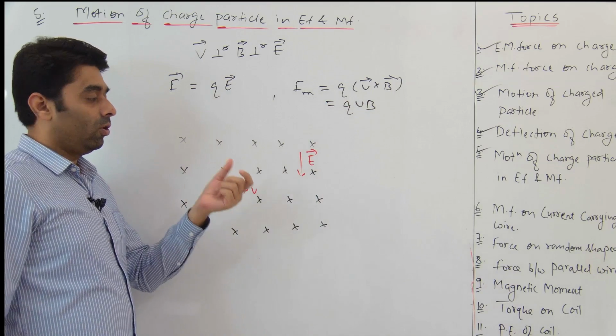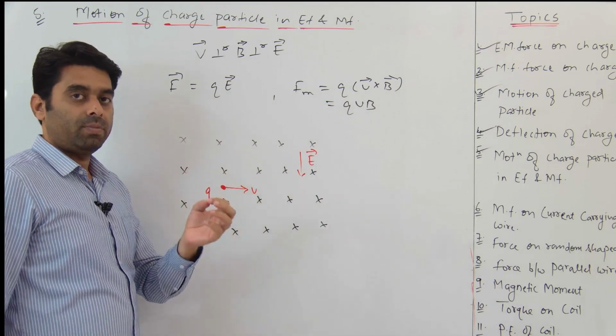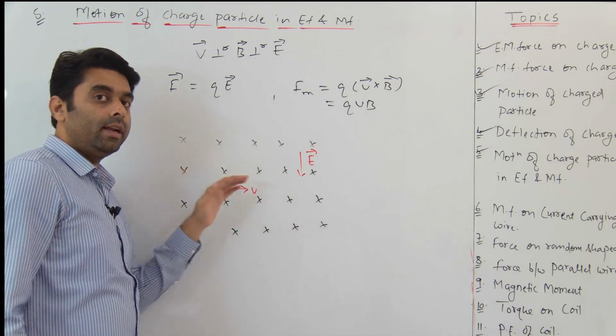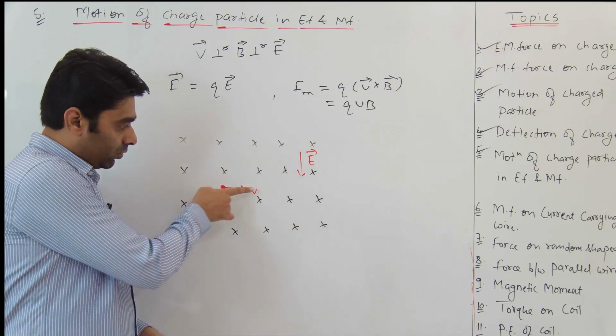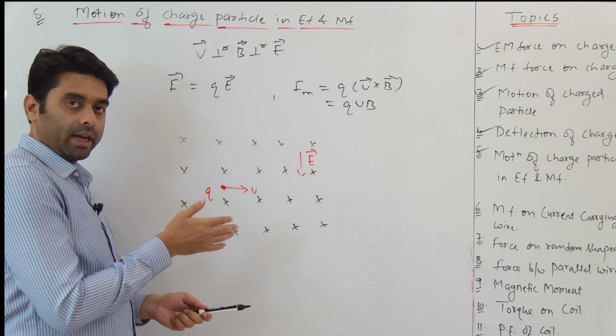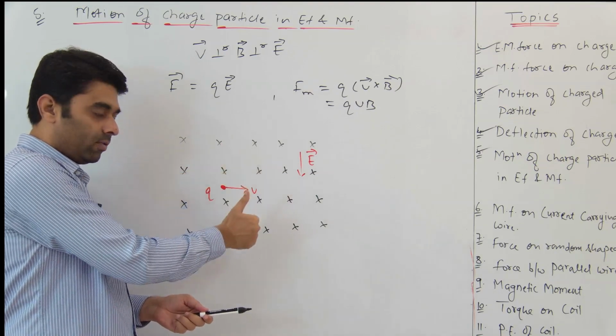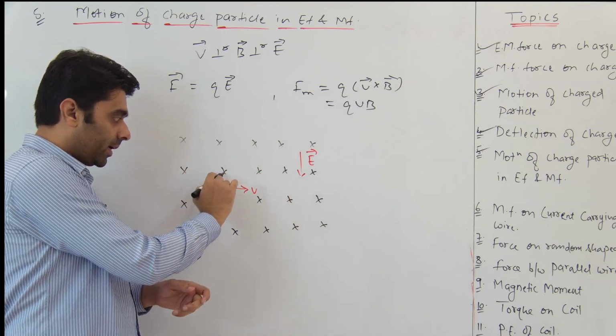What should be the velocity of a charged particle such that it goes undeviated? That means it moves in a straight path only. So we know that this is your V, the magnetic field is in the inward direction. So V cross B, due to this inward direction, the magnetic force will come upward.